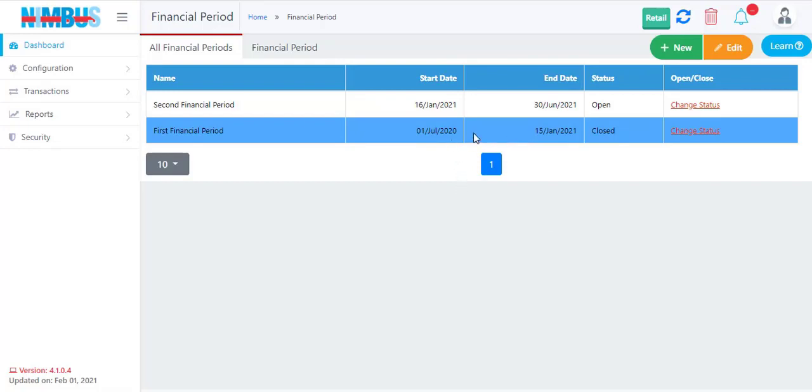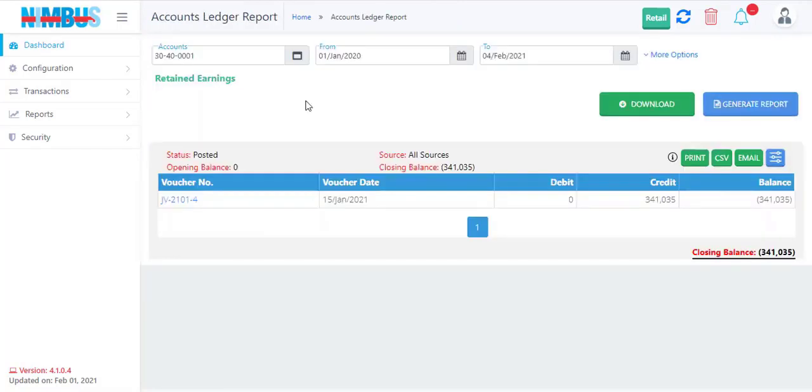The first financial period is closed on 15th January when we changed its status. In the background, a JV is created for which the date is 15 January. In this JV, the net profit and loss goes to the retained earning ledger as credit or debit. So against the 15 Jan period, we have 341 as our profit, and this is credit.